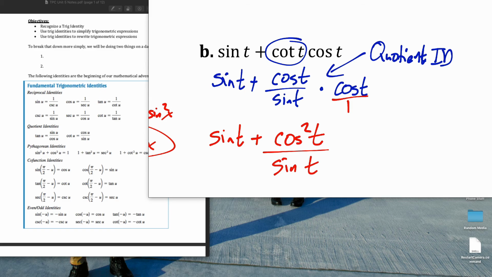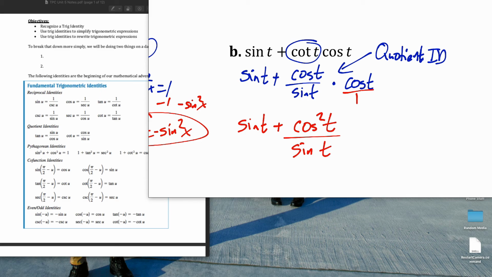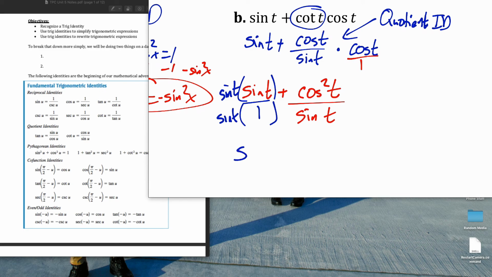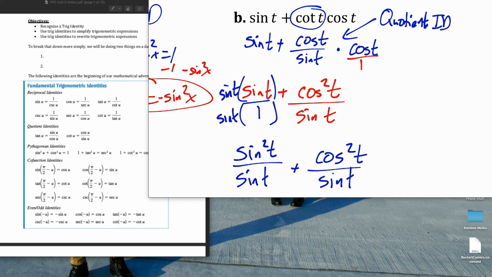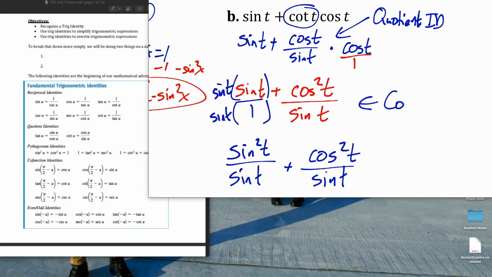Now, we have one thing plus a fraction. So I'm going to make them both fractions. But in order to add fractions together, we have to have a common denominator. So to do that, I'm going to multiply both the numerator and denominator by the sine of t. So on that left one, we have sine of t times the sine of t. In the numerator, we have sine squared of t. Our denominator is just going to be sine of t. And then the other fraction, we didn't change, so we have cosine squared of t over sine of t. Again, we just used this to find a common denominator.